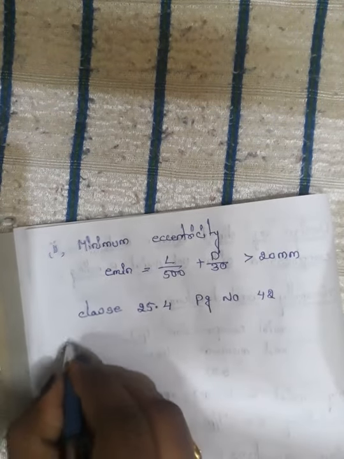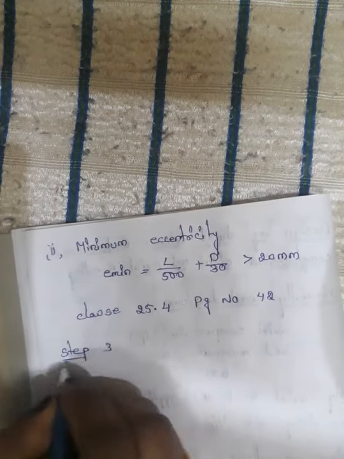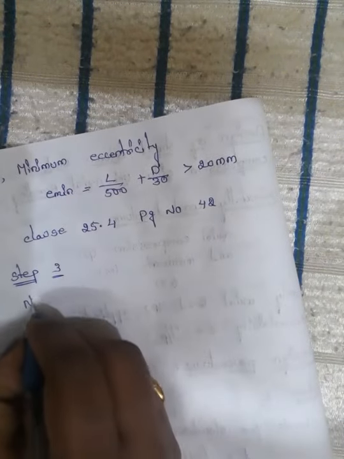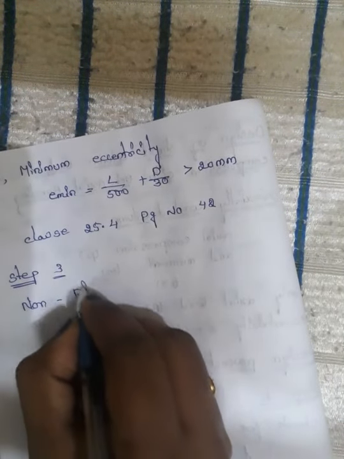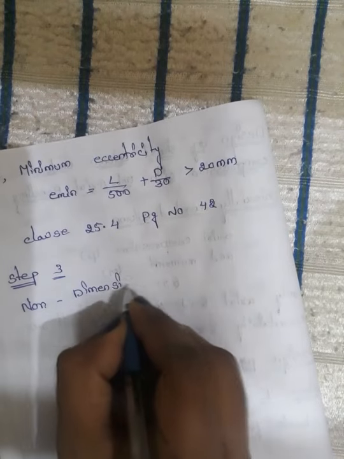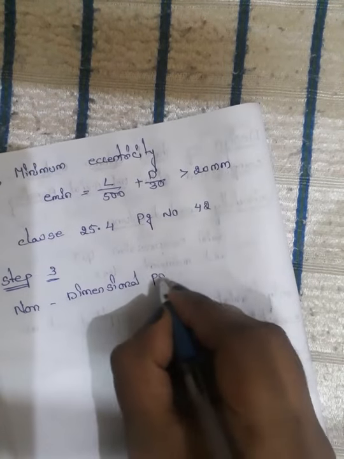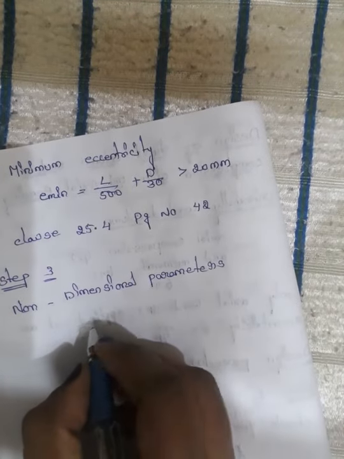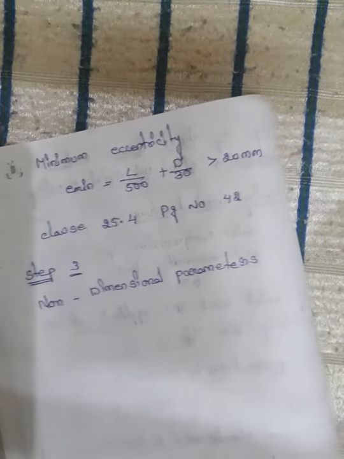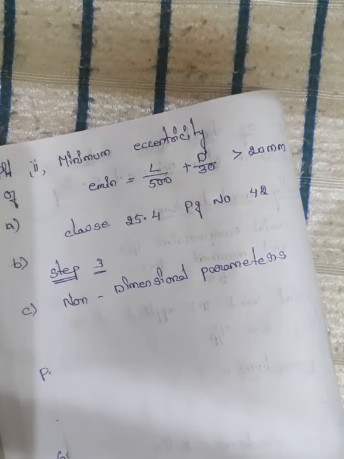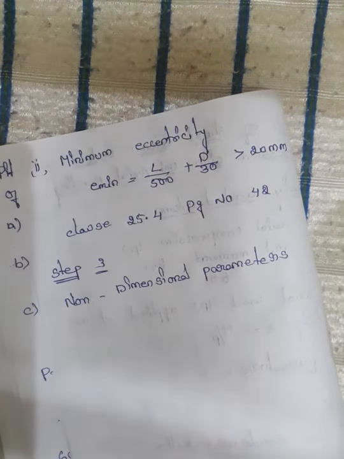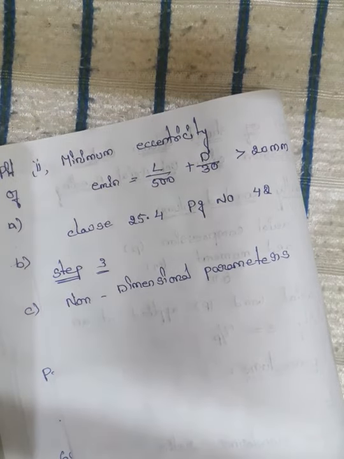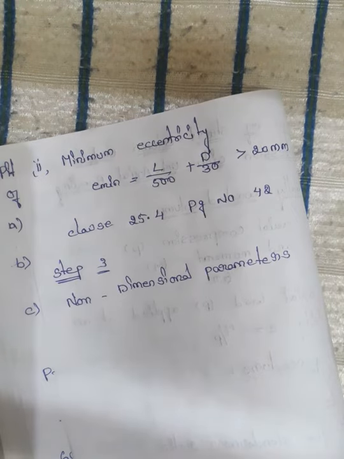So next, step 3. We need to calculate the non-dimensional parameters. For these non-dimensional parameters, we need to calculate the x-axis and y-axis values, and then take the value Pu by fck from the SP16 code.